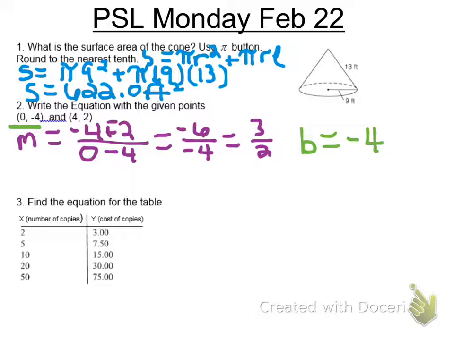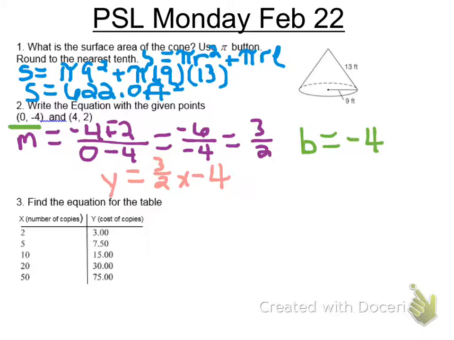So now we have everything we need to write our equation. And remember, it's just simply y equals our slope, which is 3/2 x, plus our b, which is a -4. So I'm just going to write -4. So the equation of that line is going to be y equals 3/2 x minus 4.